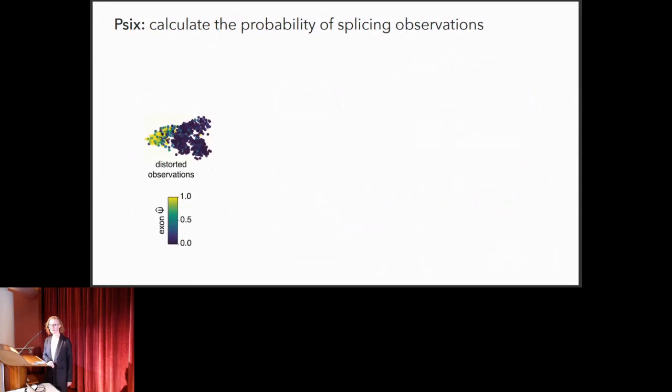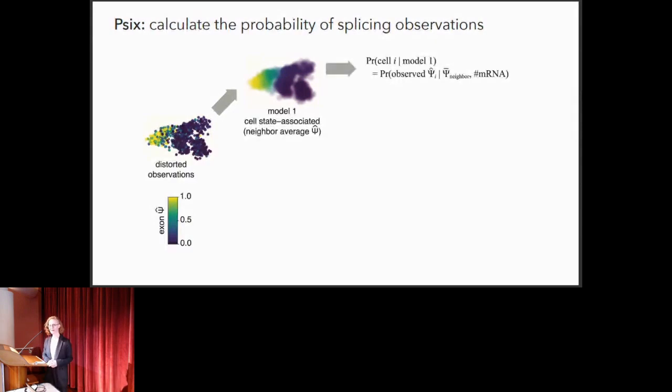And so Carlos used this to build a probabilistic model of splicing observations and how associated with cell state they are, by taking the original distorted observations and then thinking about the average percent spliced in a small neighborhood of cells around each individual cell. So once you've calculated that neighbor average PSI, you can think of the probability of including the exon in this particular cell for one particular exon. We're using the neighbor average as an estimate of the underlying true PSI that we can't observe directly.